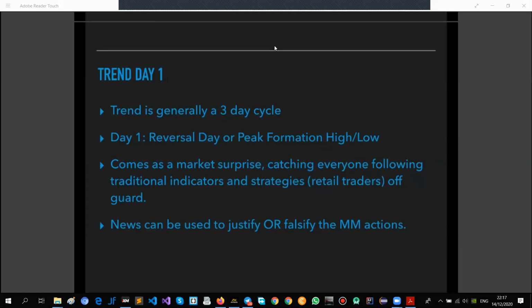We don't trade the news. We trade the patterns during our right timings. We are not gamblers. We are traders.